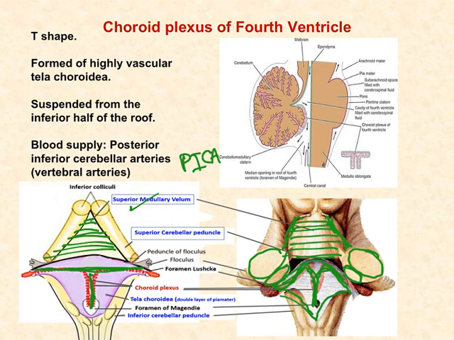So just to remember, the anterior choroidal artery and posterior choroidal arteries are responsible for the choroid plexus of the lateral ventricle, and the posterior choroidal artery gives the choroidal branches to the third ventricle, which lies in the roof, sorry, of the third ventricle. And finally, the posterior inferior cerebellar arteries are forming the T-shaped choroid plexus in the lower roof of the fourth ventricle.